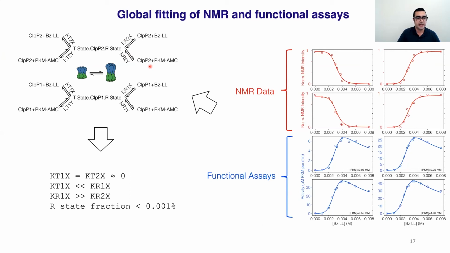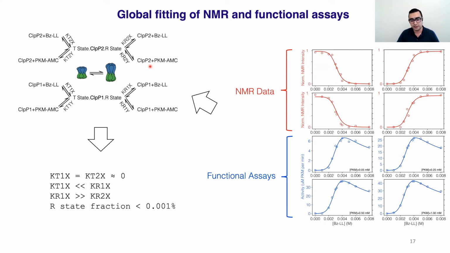One of them is that KT1X is equal to KT2X, which is almost 0. This means that the T state of both the P1 and the P2 ring is incapable of binding the activator. This came out of the models without us driving it in any way. KT1X is much smaller than KR1X, which means that the R state of the P1 ring has a much, much higher affinity compared to the T state of the P1 ring. So basically the R state has a lot of affinity for the allosteric activator. And KR1X is much greater than KR2X, so the P1 ring has a higher affinity for the Bezel activator.